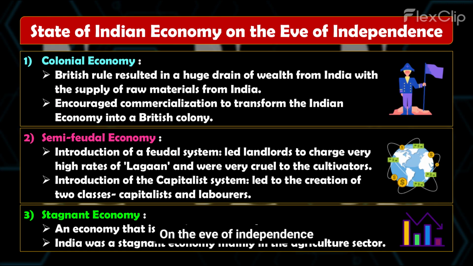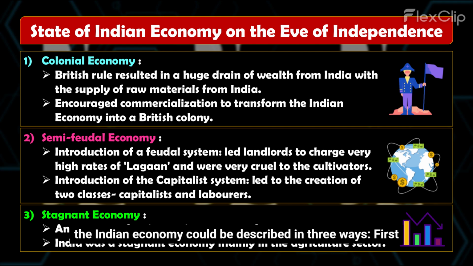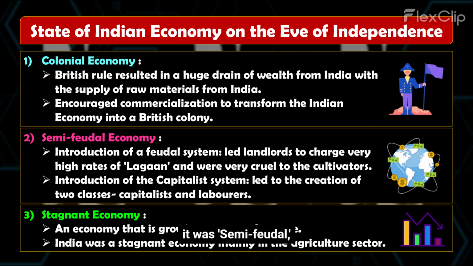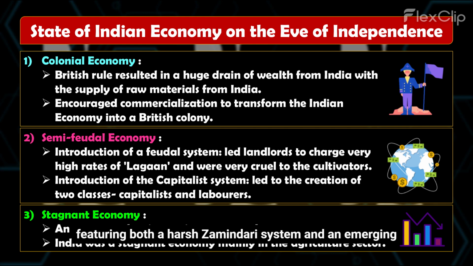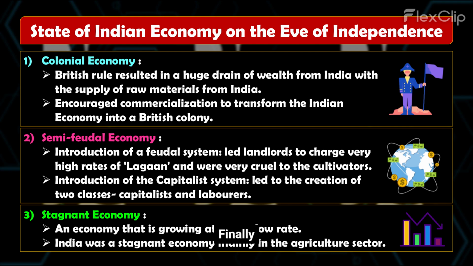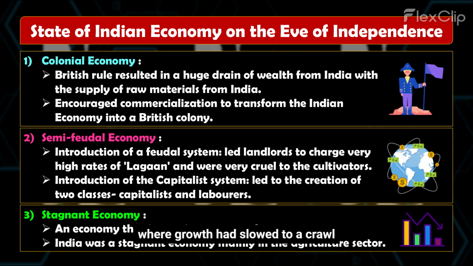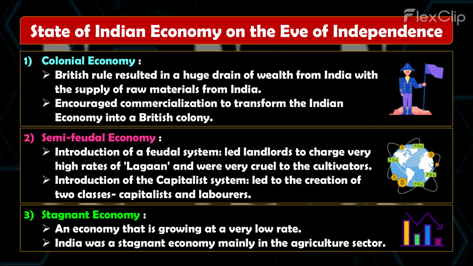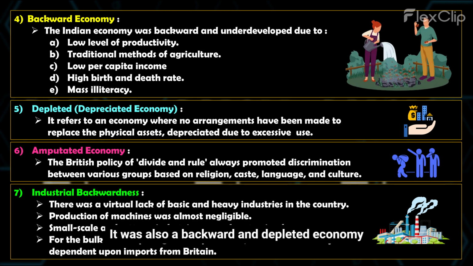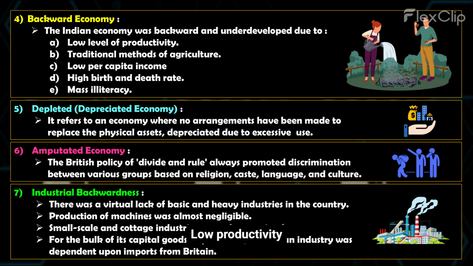On the eve of independence, the Indian economy could be described in three ways. First, it was a colonial economy drained of its wealth. Second, it was semi-feudal, featuring both a harsh zamindari system and an emerging, unequal capitalist class. Finally, it was a stagnant economy, particularly in agriculture, where growth had slowed to a crawl. It was also a backward and depleted economy. Low productivity, high birth and death rates, and mass illiteracy were widespread.